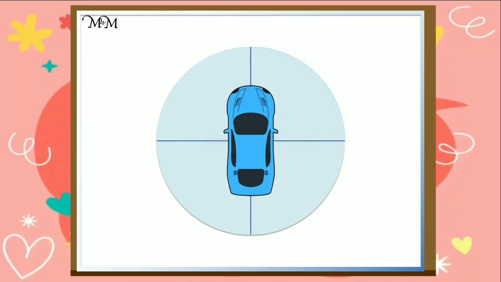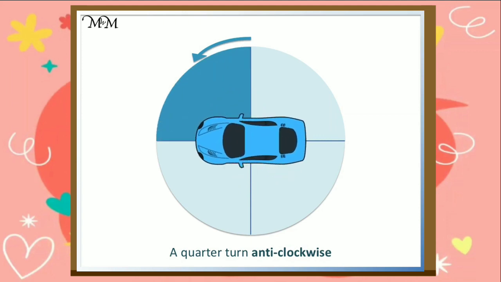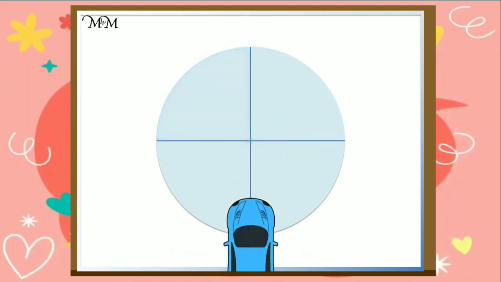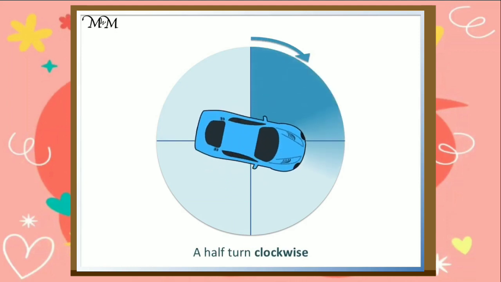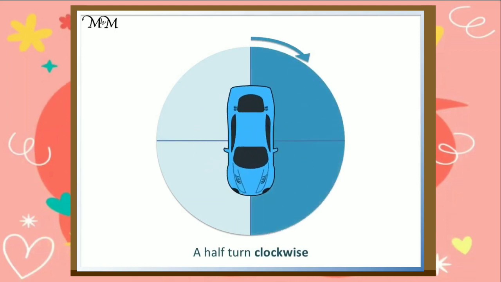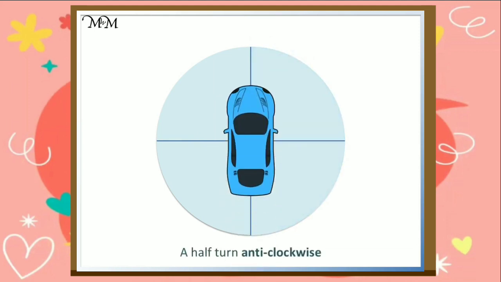This time, the car will take a quarter turn anti-clockwise. So the car will turn in this direction. This is the opposite direction to the hands of a clock. The car takes a quarter turn in this direction. This time, the car will take a half turn clockwise, so in this direction. Now it will take a half turn anti-clockwise, so it will turn in this direction.